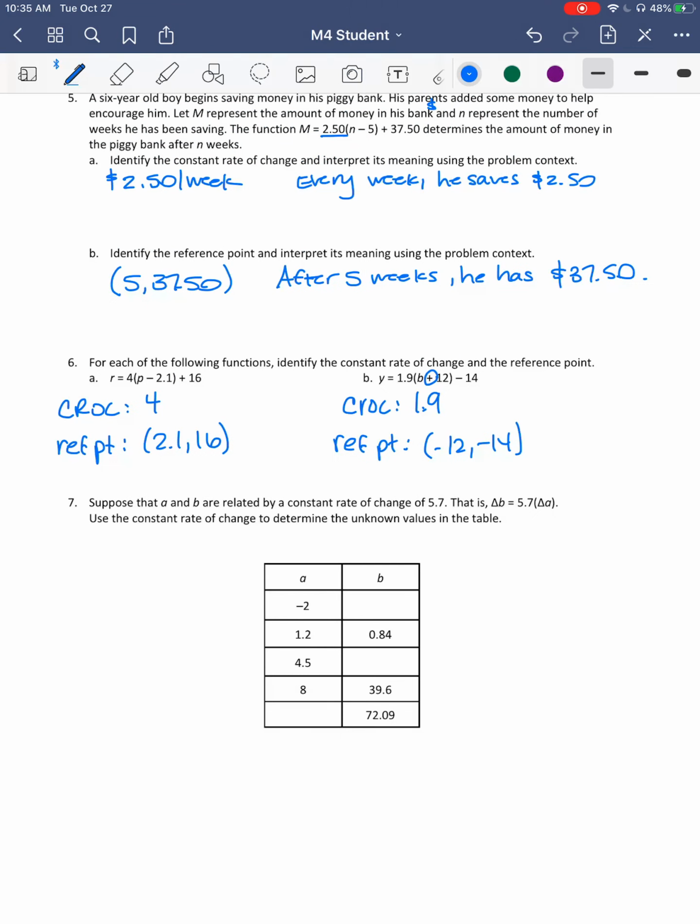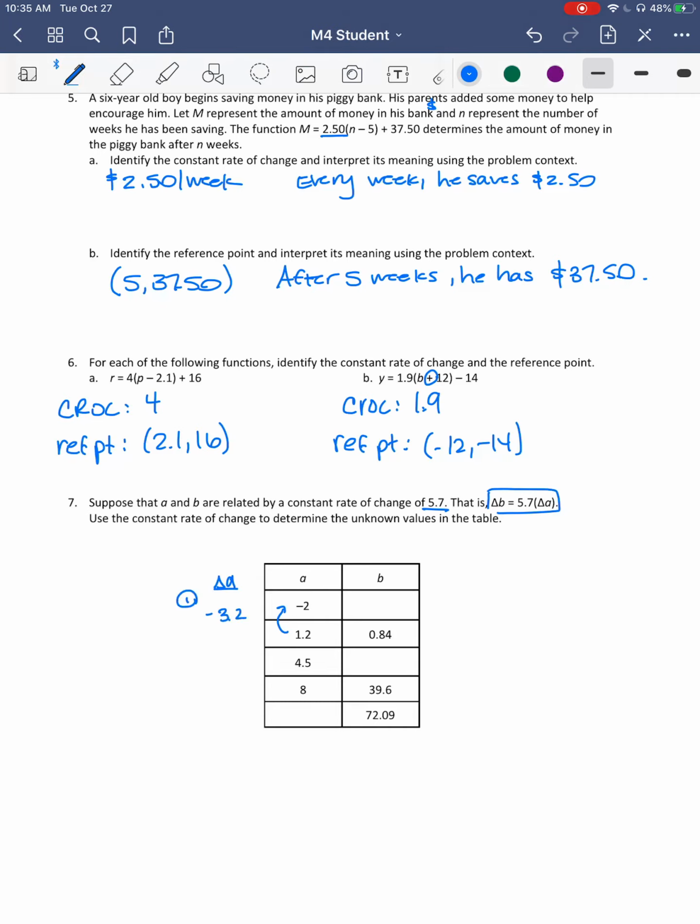Suppose A and B are related by a constant rate of change of 5.7, and so this relationship is true. Use it to find the unknown values in the table. So if I want to find the output when the input is negative 2, my first step is to find this change from here to here. So I would do negative 2 minus 1.2, right, to find this change. So that's my first step. And I'm going to get negative 3.2.